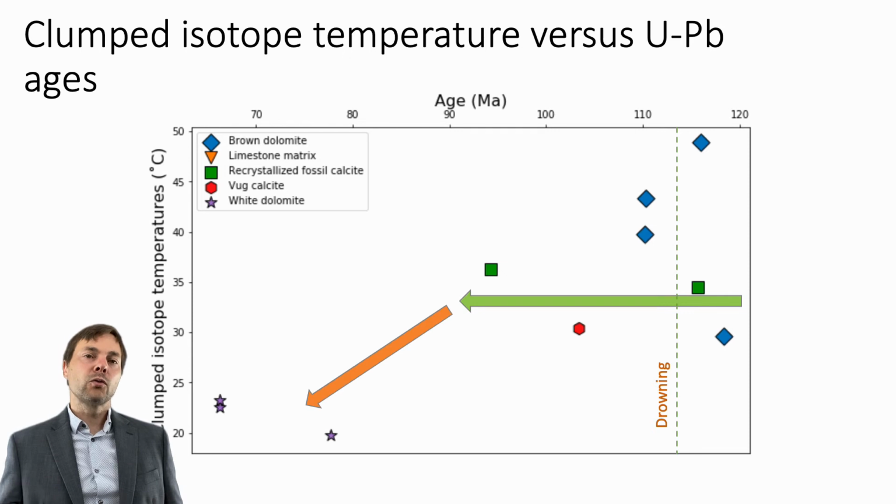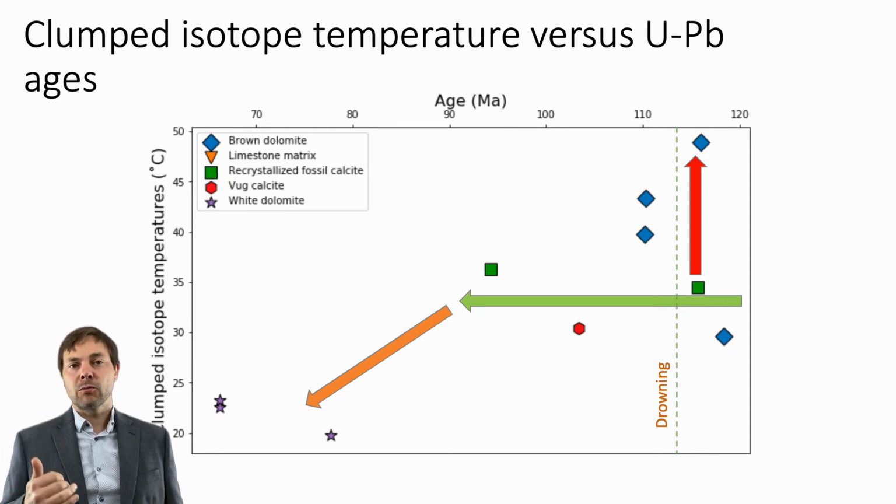We also see a trend to colder water post 90 million years, and in fact our white dolomite, this big white iron-poor dolomite, shows pretty cold temperatures in the order of 20, 22, 23 degrees, so much colder than what we'd expect in the Cretaceous. They're also dated as much younger by uranium-lead, in the order of 75 million years. Also notice that we have some anomalies. A few of our data points plot at a relatively old age of 100, 110 million years, so pre-drowning or just after drowning, but with much warmer temperatures.